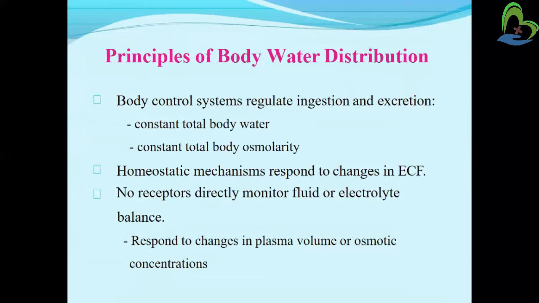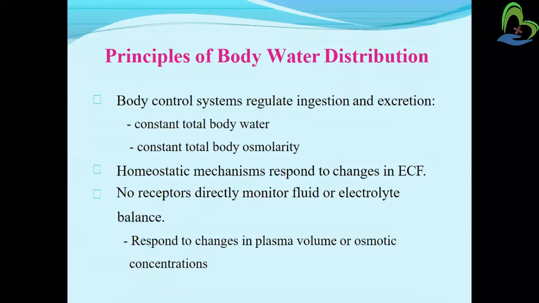Constant total body water and constant total body osmolarity will be maintained. So these are the two main criteria for body water distribution. What are they? Constant total body water and constant total body osmolarity. Both are very important, and homeostatic mechanisms respond to changes in extracellular fluid. Homeostatic means the balancing that occurs in our body. So through distribution of the water, homeostatic balance is maintained in the place that is extracellular fluid.